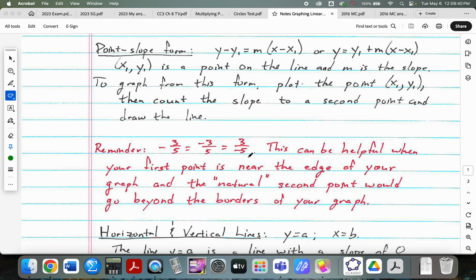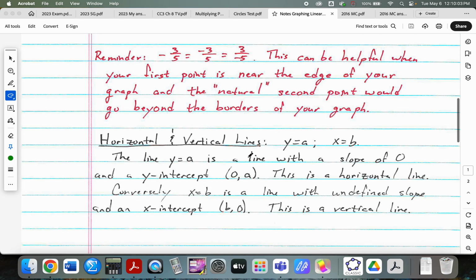That's helpful when you have a limited grid and your first point may be really close to the edge, and you're like, oh, if I go down 3 and to the right 5, I'm already off the grid. Instead, I could go up 3 and to the left 5, and then I'd be on the grid. Okay?